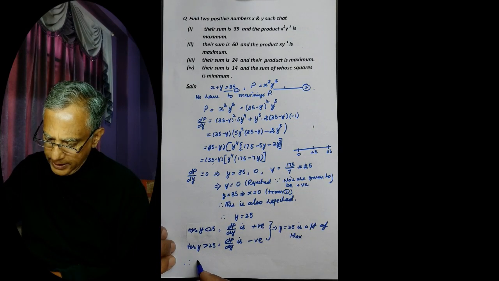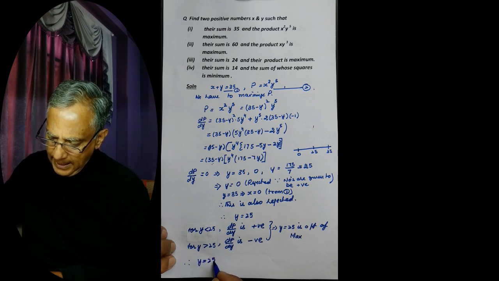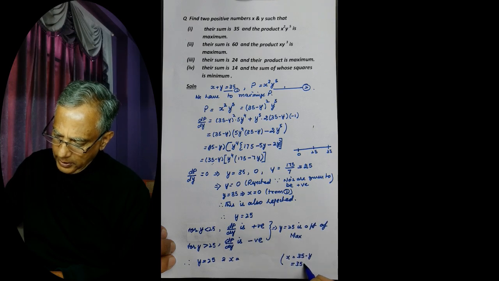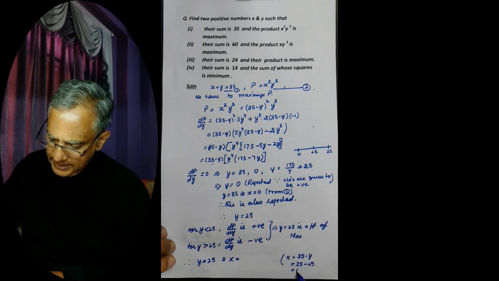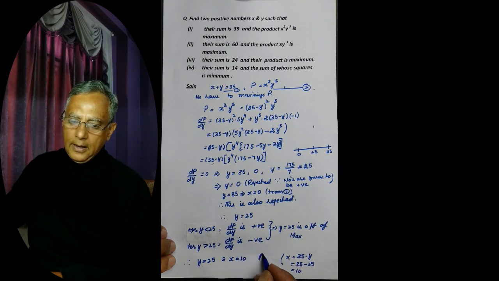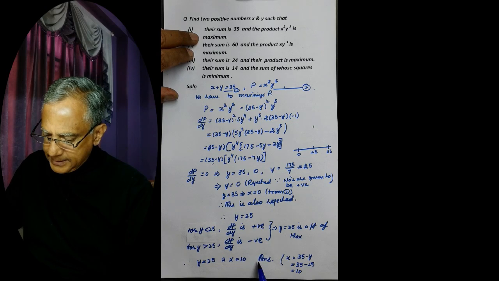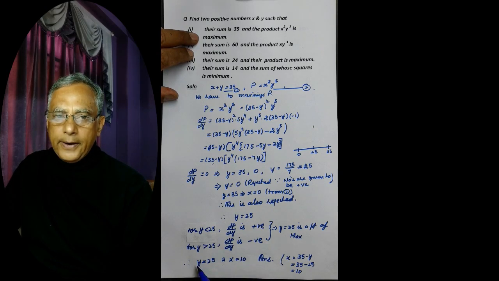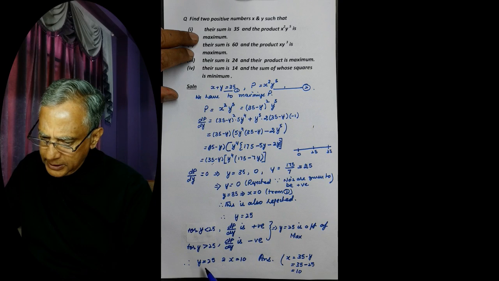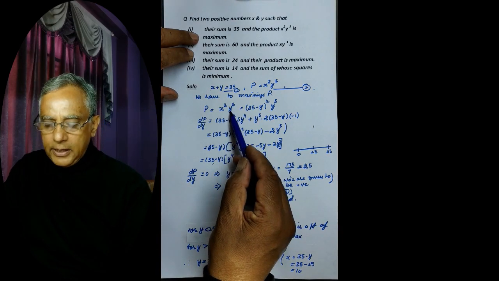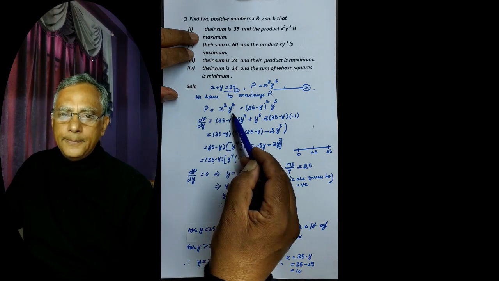So this is a point of maximum, and therefore y is equal to 25 and x is equal to 35 minus y, that is 35 minus 25, that is 10. So x is 10. This will be the answer. This product will be maximum if x is 10 and y is 25. And if you want to find the value of this product, then put x equal to 10 and y equal to 25 here, and you will get the value of the maximum product.